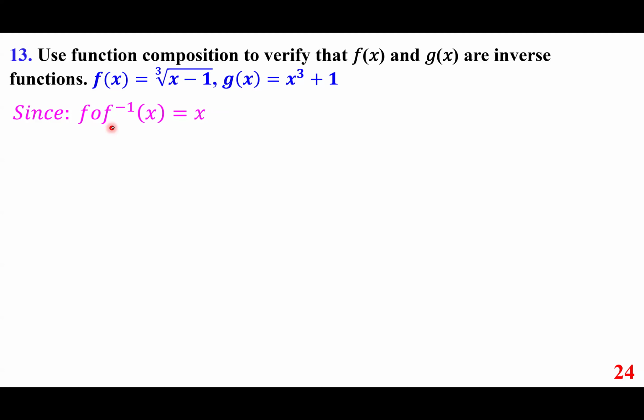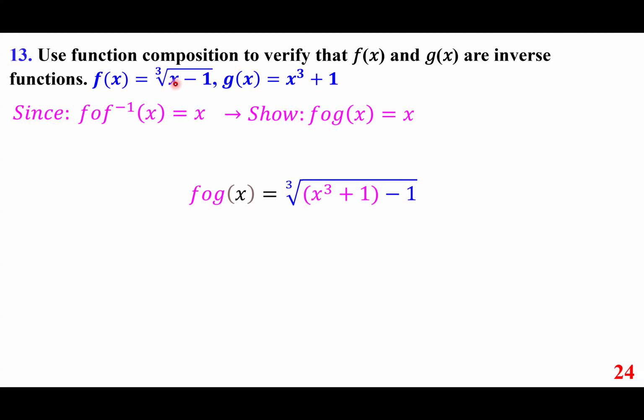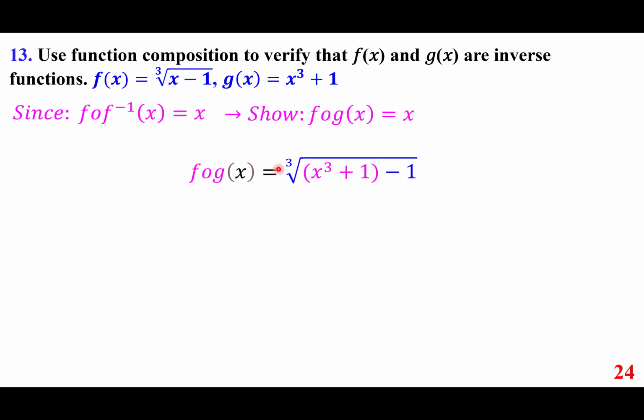So let's look at f of g of x, which means replace the x in the f function with the g. So the cube root of x minus 1 is replaced by x cubed plus 1, and this is the negative 1. These two cancel each other. Cube root of x cubed is x, and we are done.